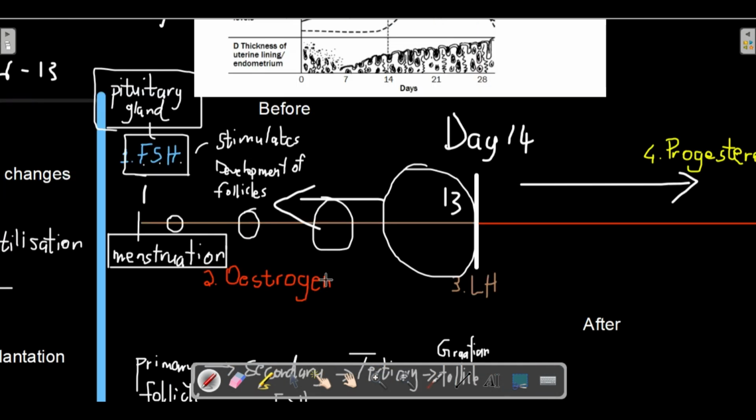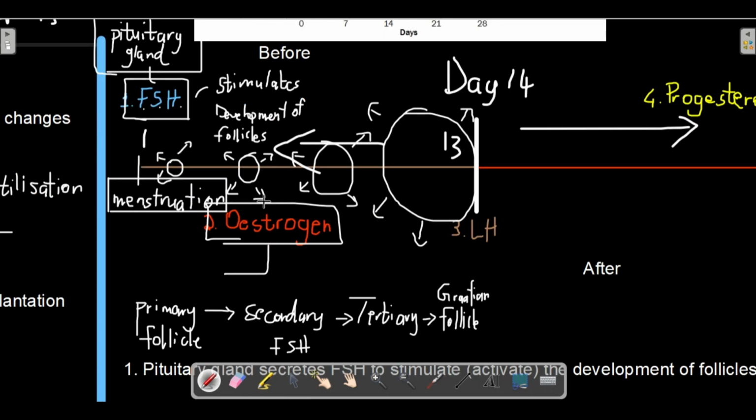Now, while these follicles are growing from the primary to secondary to tertiary, they are producing another hormone. Okay, so as they are getting bigger and bigger, they are producing this second hormone that we call the estrogen. So the estrogen is produced by these follicles which are grown by the FSH. This would make estrogen an ovarian hormone, meaning it is a hormone that is secreted by the ovary.